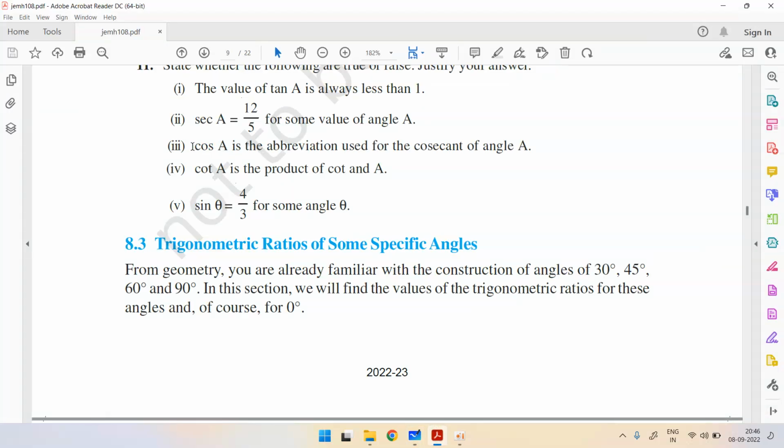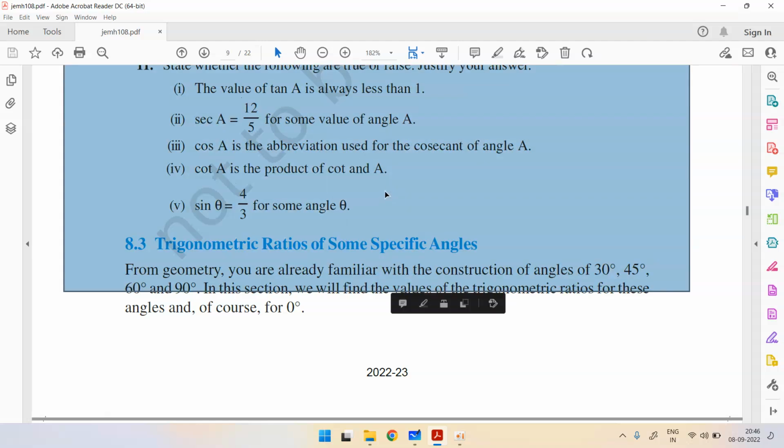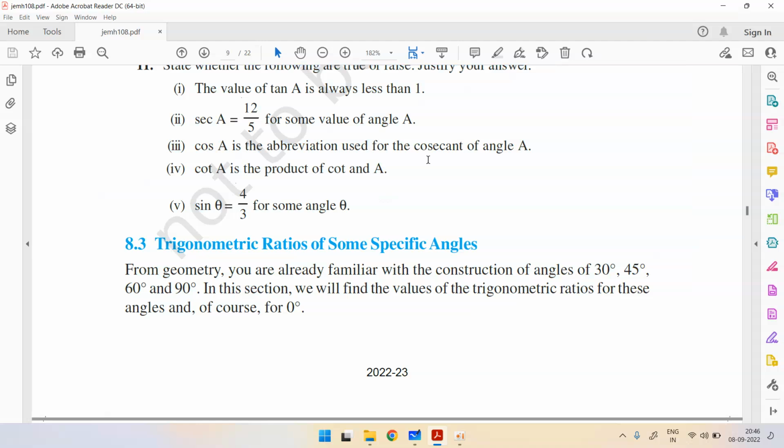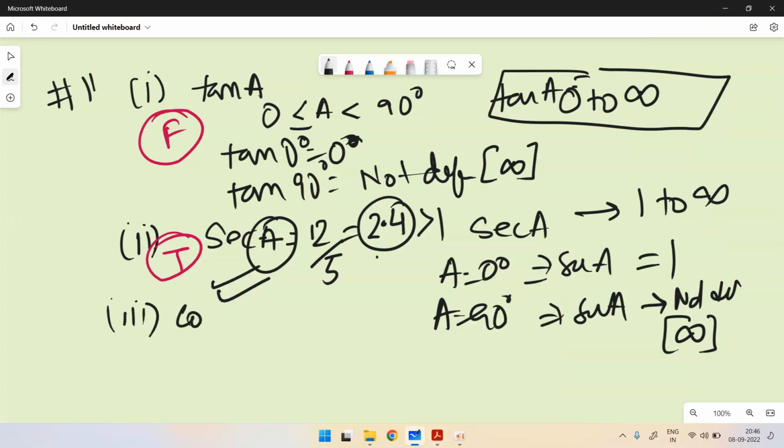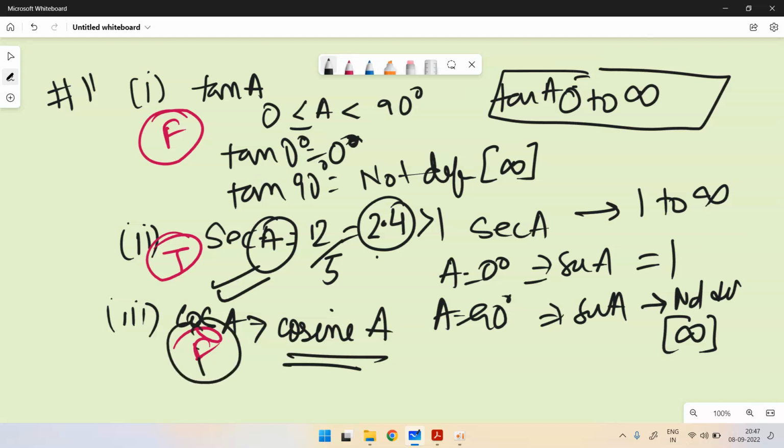Now the third says: cos A is an abbreviation used for cosecant of angle A. Is it true? No. This is cosine, not cosecant. Cosecant is different from cos. This cos A is nothing but the abbreviation of cosine of A. Hence this is false.